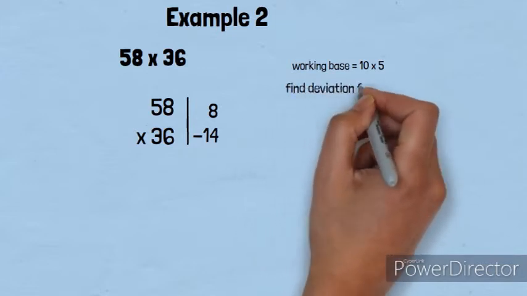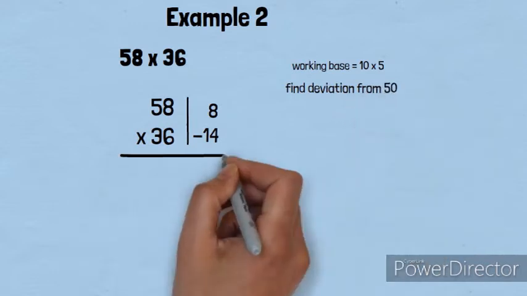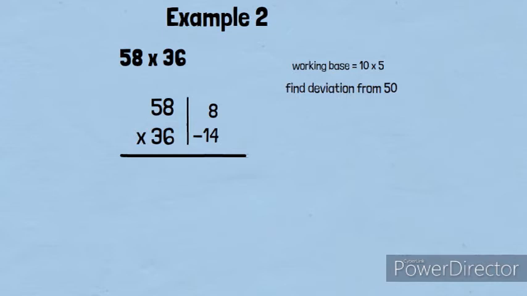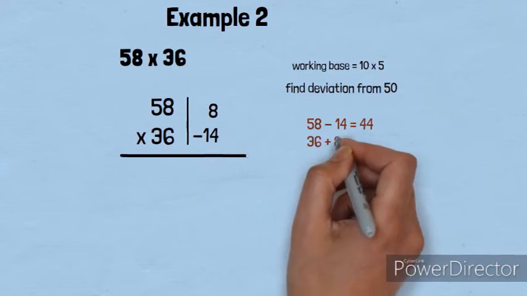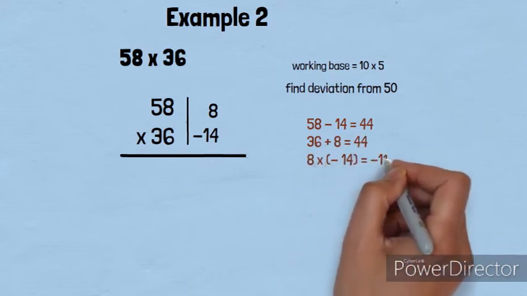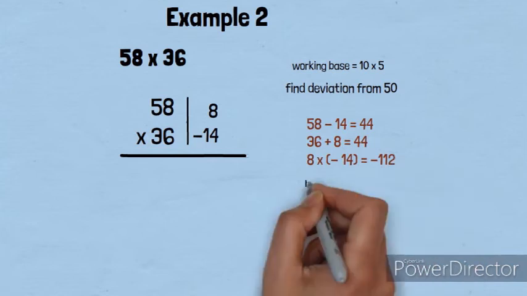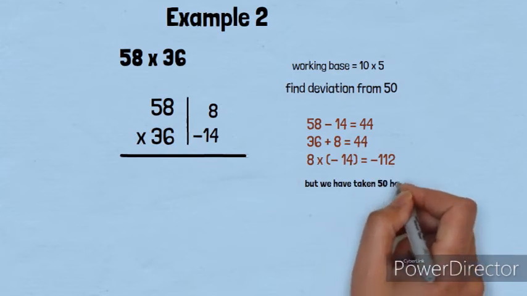Now first find the deviation. The deviation for 58 is 8 and the deviation for 36 is negative 14. Now we find the sum. 36 plus 8 is 44 and 58 minus 14 is also 44. Write 44 on the left hand side. Now we find the product. 8 times negative 14 is negative 112.